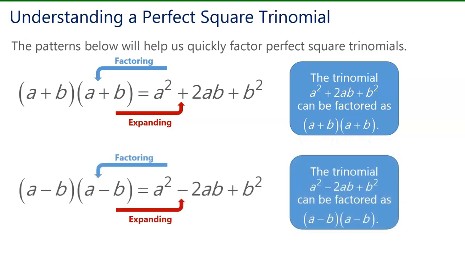In a similar fashion, the trinomial a squared subtract 2ab plus b squared can be factored as a subtract b times a subtract b.